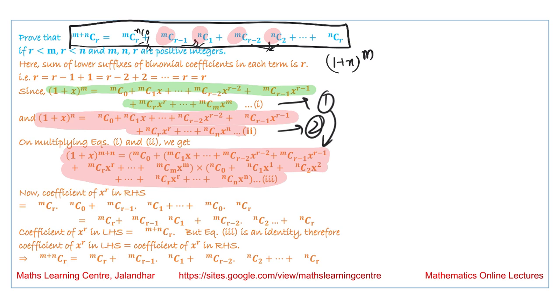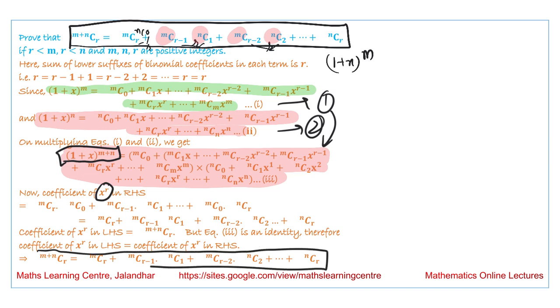And if we equate the coefficient of x raised to the power r on both sides of this equation, we have (1 plus x) raised to the power m plus n. We obtain the required result. If we equate these values, we obtain this required result.